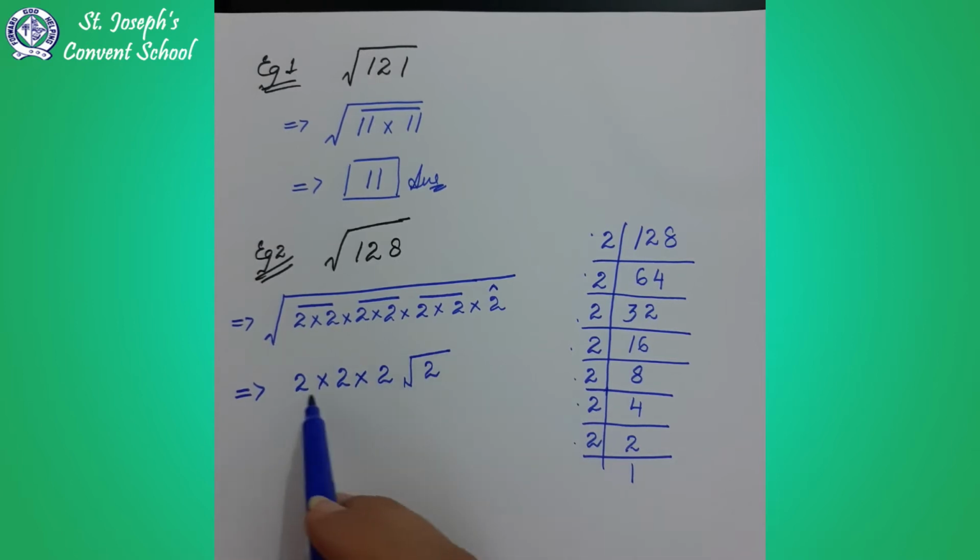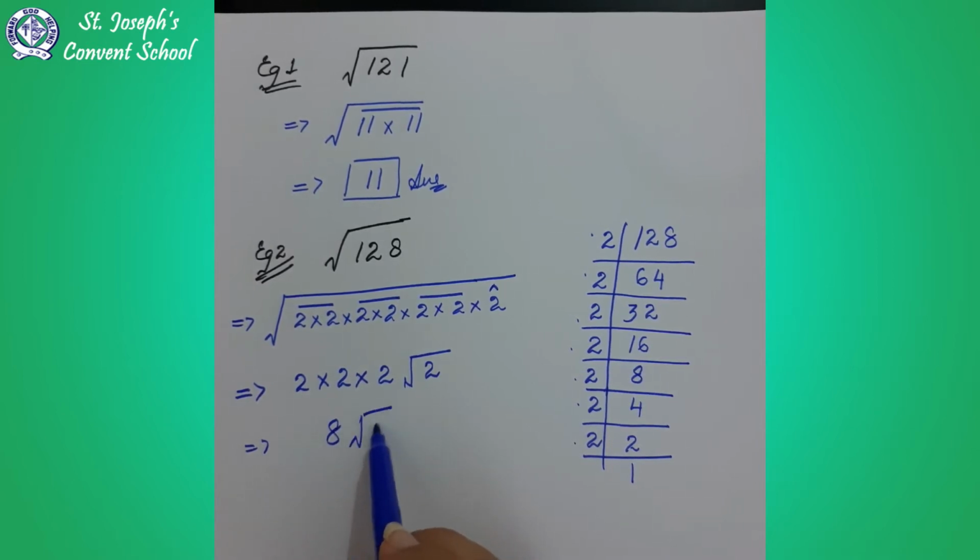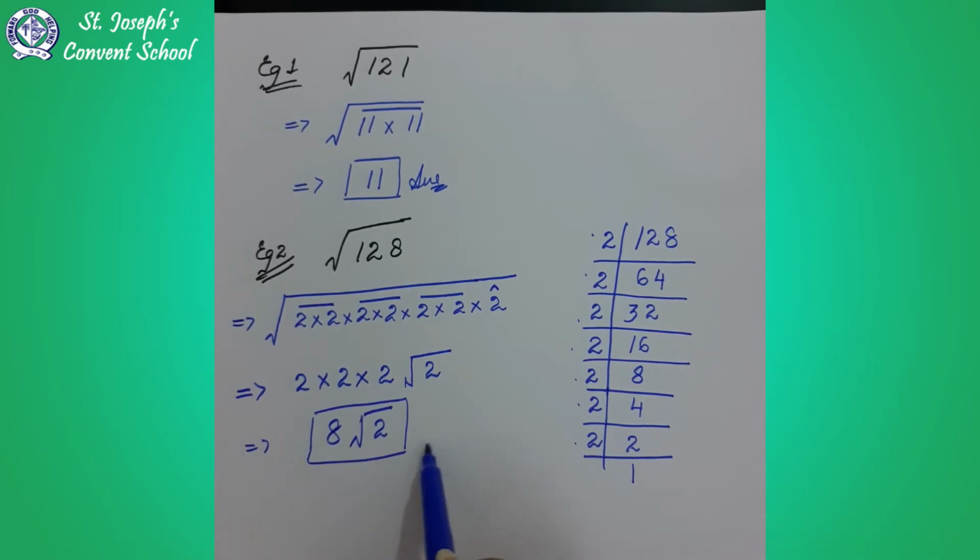So multiply. 2 into 2, 4 into 2 is 8 under root 2. This is the answer. You cannot solve it further. You cannot find the root of 2. So this is the answer. So what we do, we make factors, then make pairs, and the pair you have to write outside the root sign. Remember this.